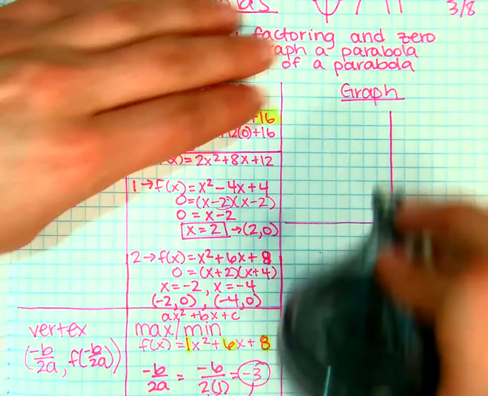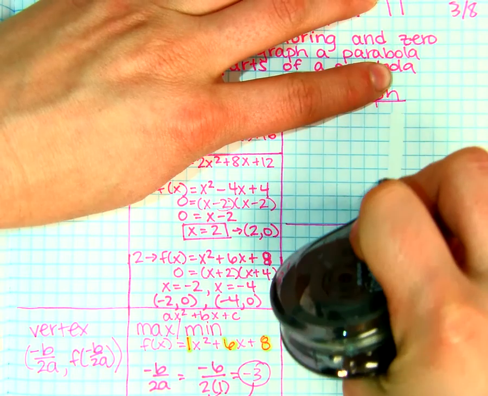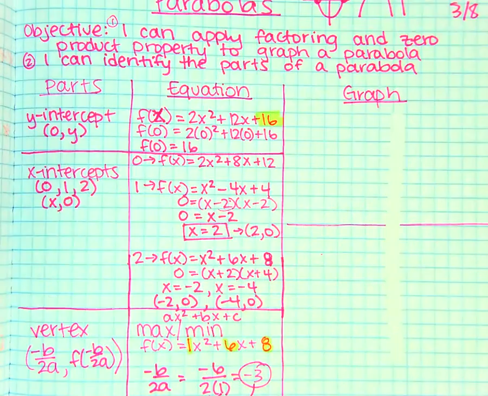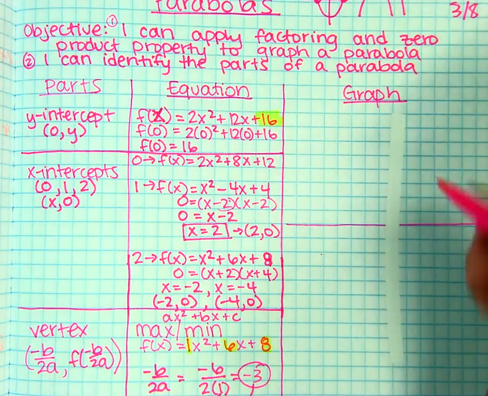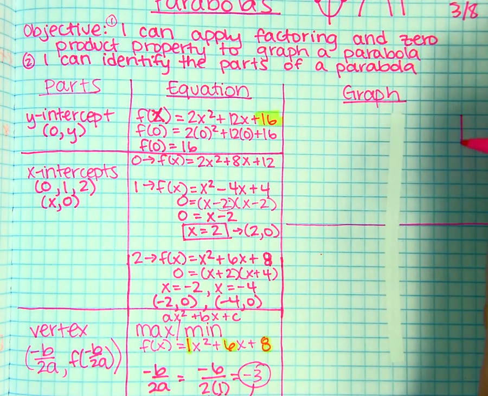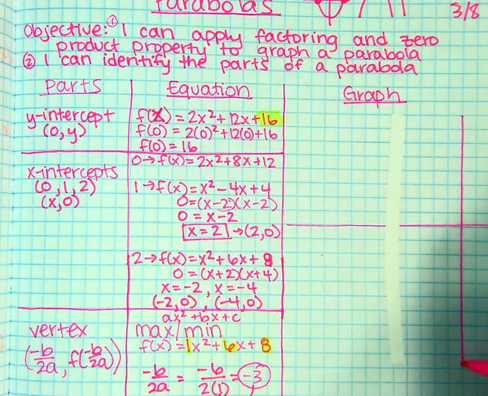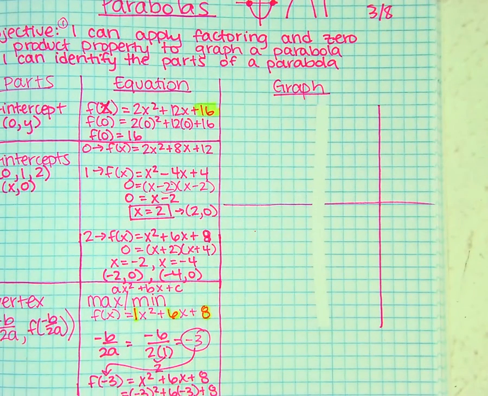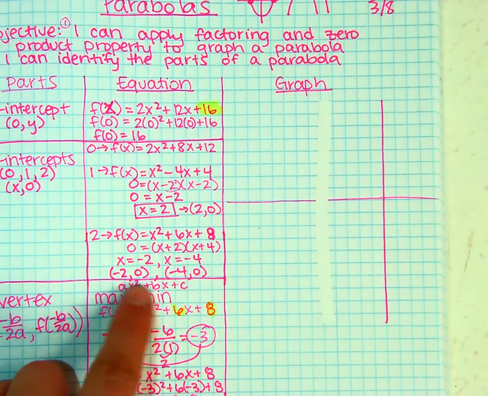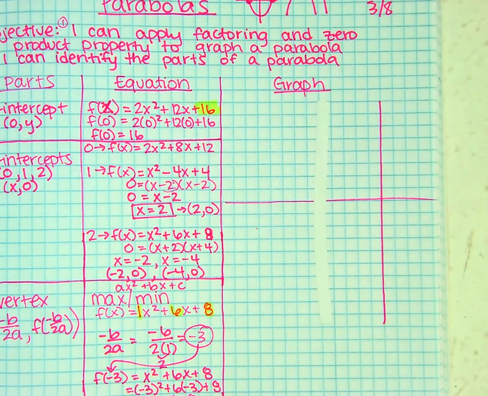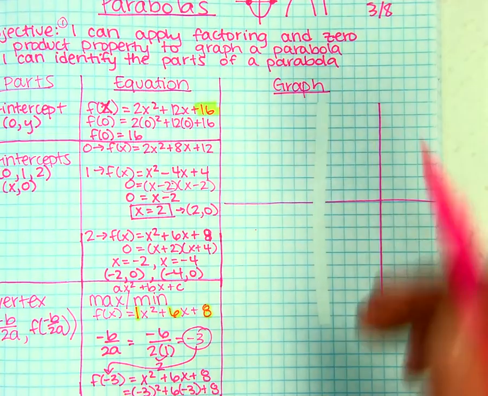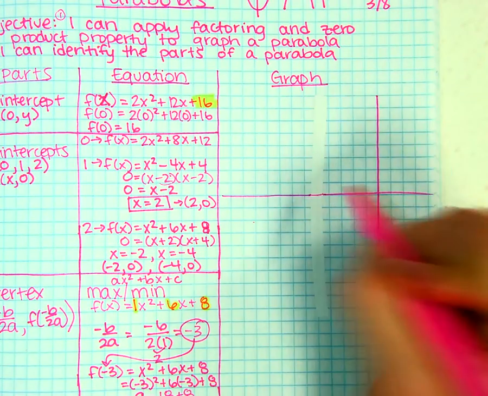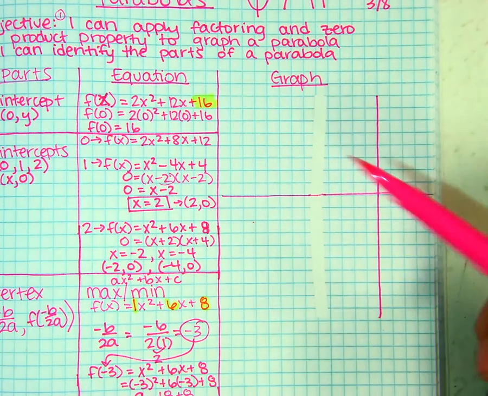I'm going to move my y-axis over here. And the reason I'm doing that is because my x-intercepts are negative, and my vertex is negative as well. Okay, so from a graph, we can go and plot these points, and then we can label them.